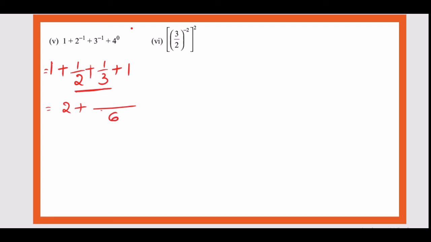So LCM of 2 and 3 is 6. Since the product of the numbers is the LCM, I can directly cross multiply. So this I can write as 3 plus 2. So 2 plus 3 plus 2 is nothing but 5, 5 divided by 6. What is the value that we are going to get? 6 2s are 12. 12 plus 5 is nothing but 17 divided by 6. So this is the answer for this question. Next question.